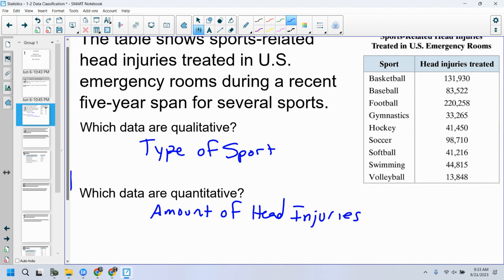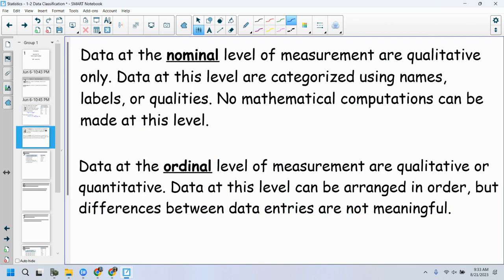Yeah, there's a lot for basketball. That seems like a lot. Right, soccer, football, yeah. Volleyball. How would you get a head injury? So it's like diving.